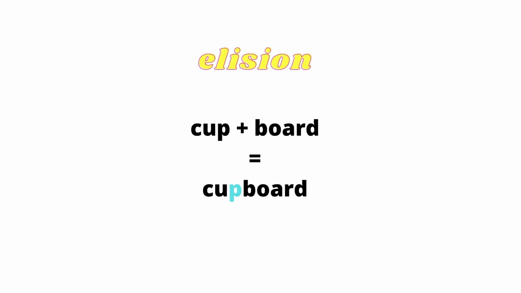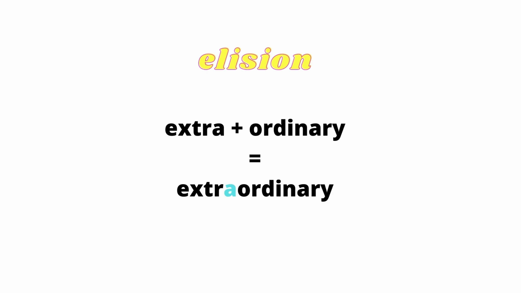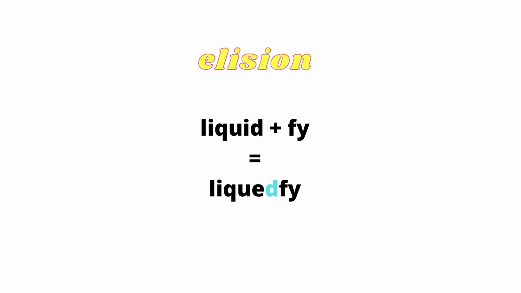For example, you have the words cup and board, but together they are pronounced as cupboard. The P disappears. You also have the words extra and ordinary, but together they are pronounced as extraordinary. The A disappears. You also have the word liquid, but when you add phi, it becomes liquefy. The D disappears. These are examples of elision.